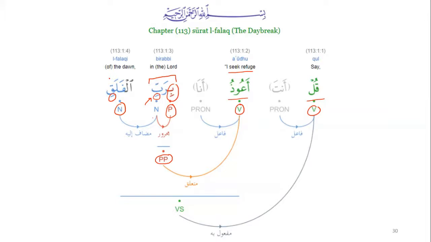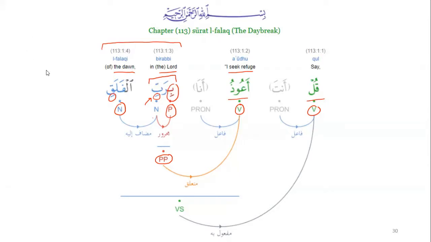Now, as we understand, when we're talking about a mudaf ilayh phrase, then one of them is a mudaf ilayh, in this case the dawn, and Rabb is the mudaf over here. We have bi Rabbil Falaq, and this is the Lord of the dawn. And so here the mudaf ilayh is the dawn, al-falaq, and Lord is the mudaf.